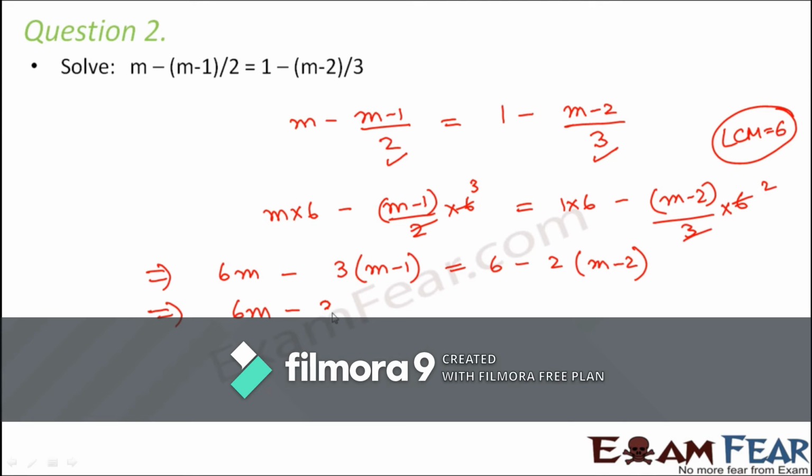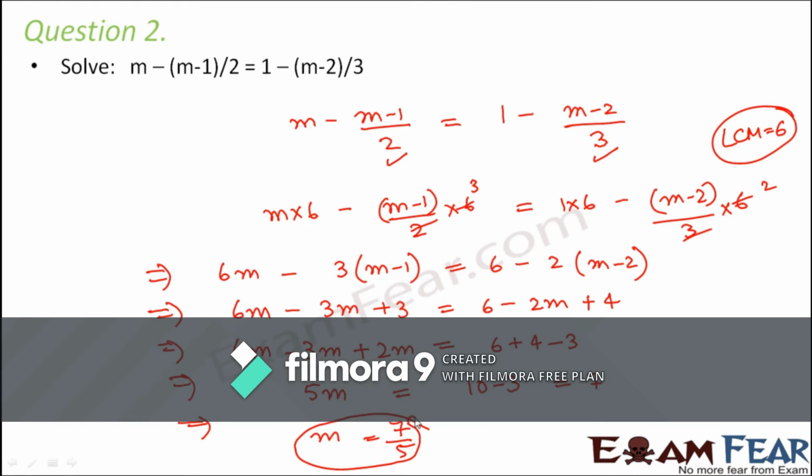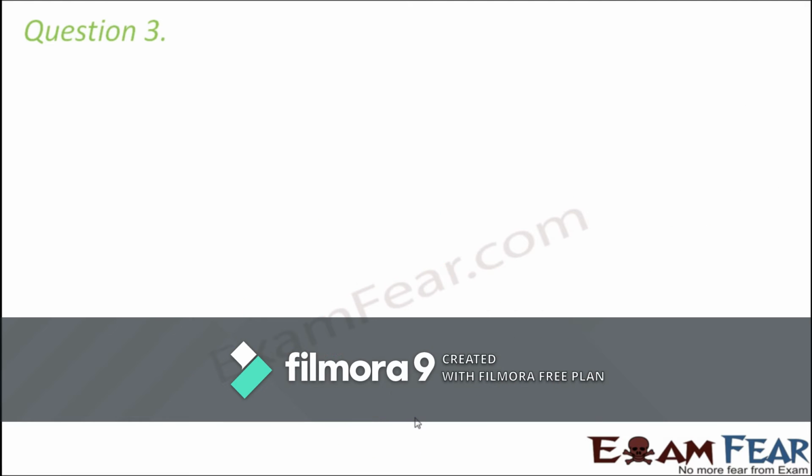So here it becomes 6m minus 3m plus 3 is equal to 6 minus 2m plus 4. Therefore, we will put all the variables on the left hand side, that is 6m minus 3m plus 2m is equal to 6 plus 4 minus 3. So this would be 6 plus 2, 8m minus 3m, that is 5m is equal to 10 minus 3. So this would be equal to 7, or we can say m would be equal to 7 by 5. So m equals 7 by 5 would be the solution for this equation.